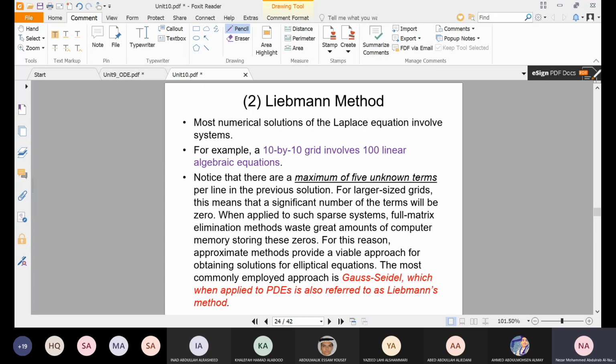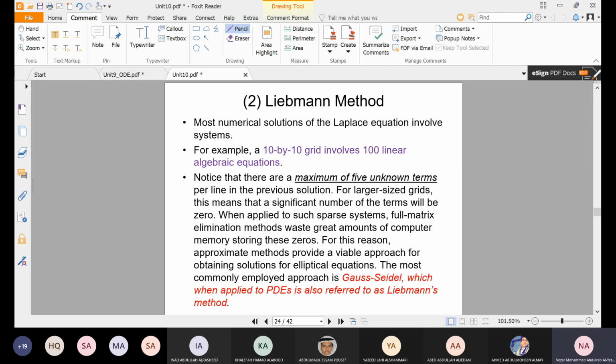As we said, if we have, for example, a 10 by 10 grid, we need 100 algebraic equations to solve. And in the previous method, you can see a maximum of 5 unknown terms per equation. So if the size increases, the equations also become more complicated, and this needs a lot of work, either by hand or by computers.